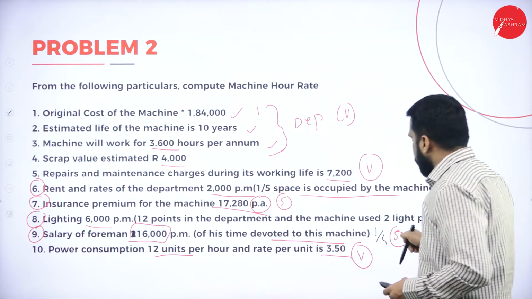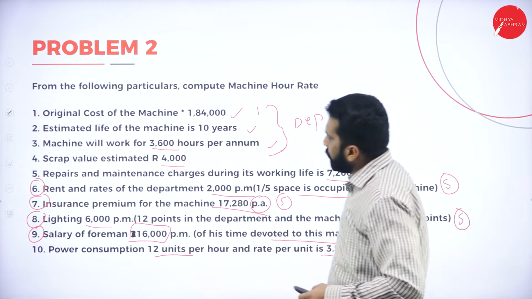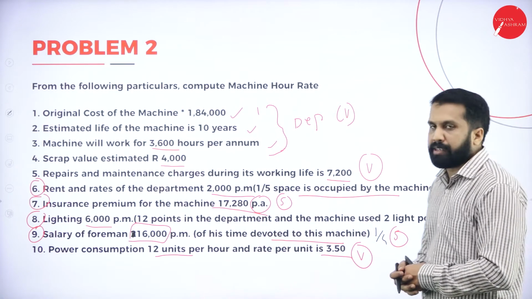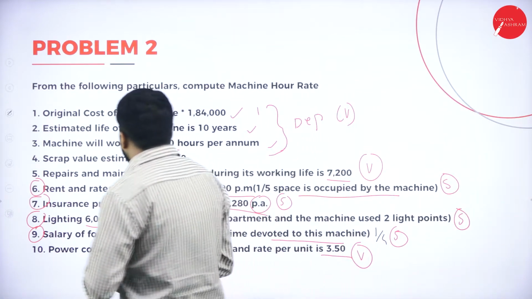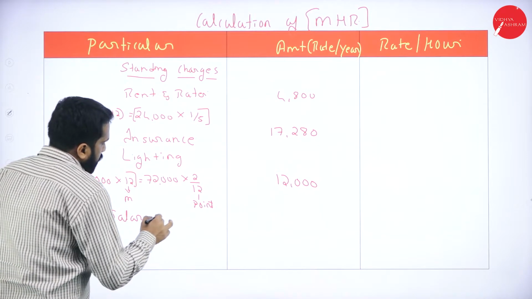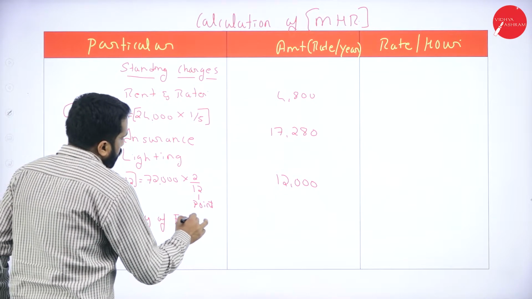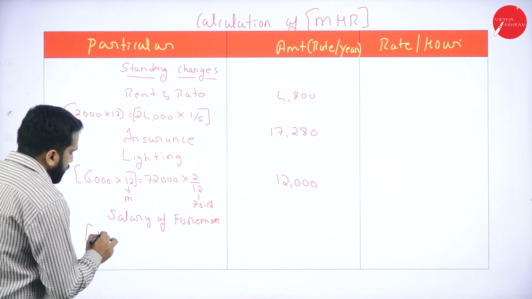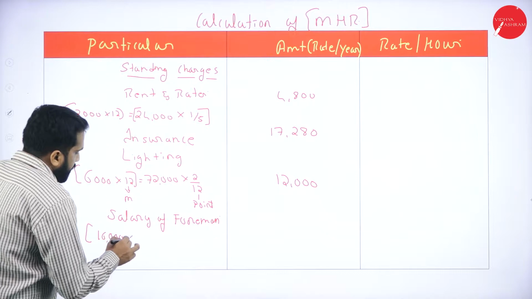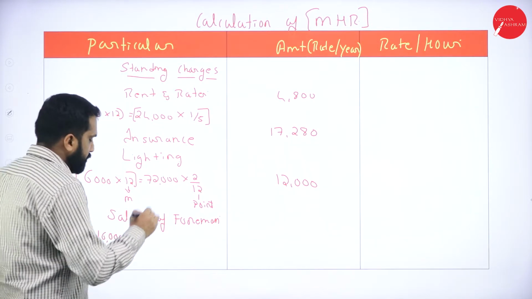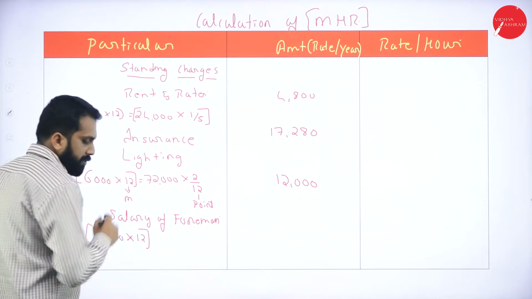There is also standing charges. Now, 16,000 per month and 1/4 devoted to the machine. Now, salary of foreman. Very simple. 16,000 multiplied by 12. How much will you get?